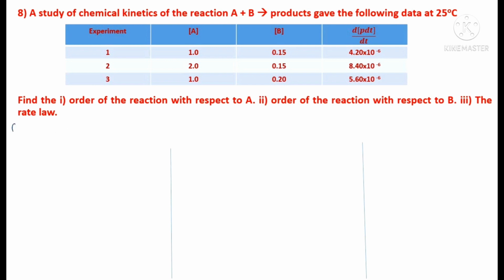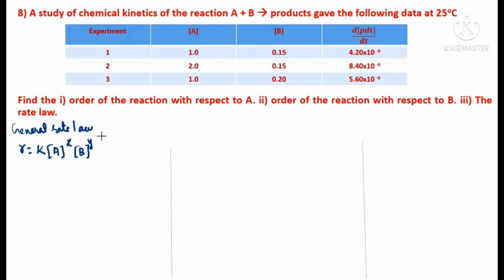First, let me write the general rate law. The general rate law goes like this: R is equal to K into the concentration of A to the power X, concentration of B to the power Y. Based on this general rate law, I am going to fix these values and write three different equations using these data. This is the rate, this is the concentration of A, and this is the concentration of B.